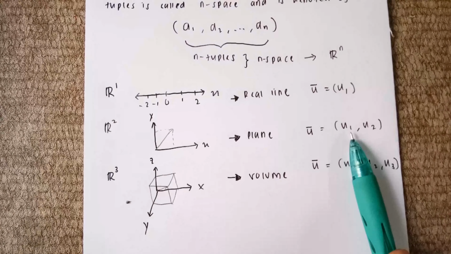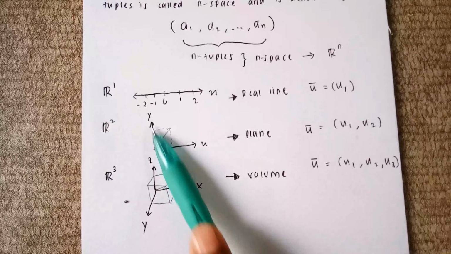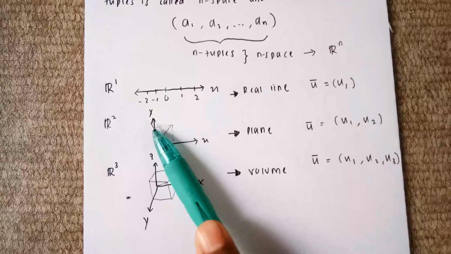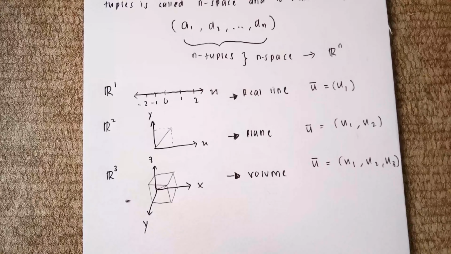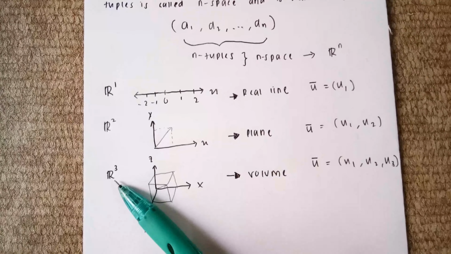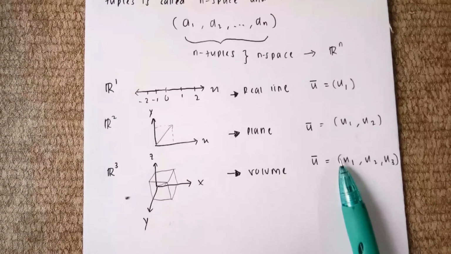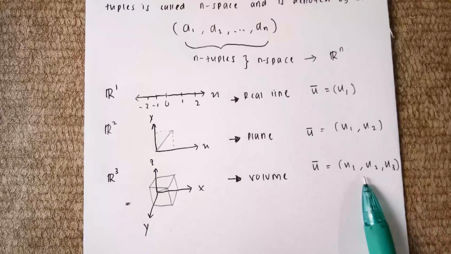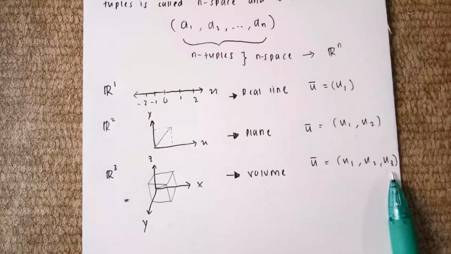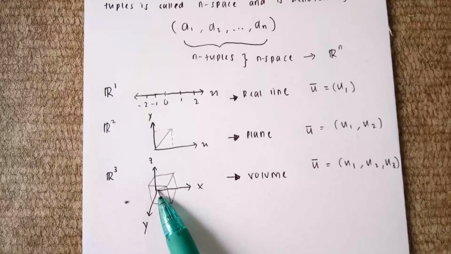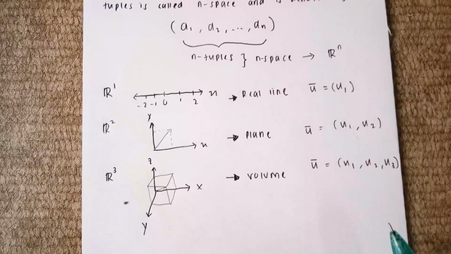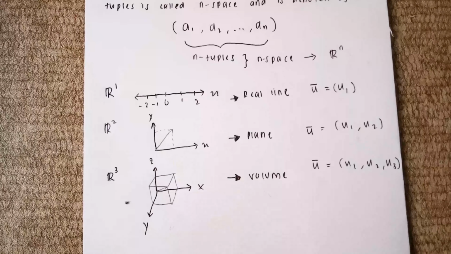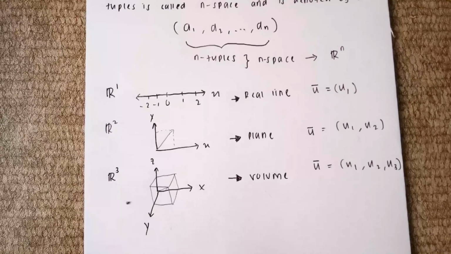As it has two components, of course it will form two axes, which are axis x and axis y. If we put a vector here, it will form a plane. The next one is R power of 3, in which a vector has three components: u1, u2 and u3. When it has three components, it will form a volume. As we can see here, with three components it will form a box. So that is basically our very first definition in this topic, which is Euclidean n-space.